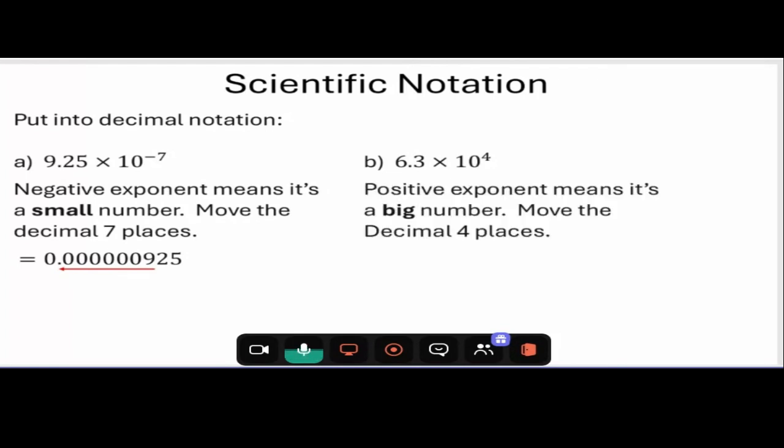Why don't you try, I think, this one? Nope, I just gave you the answer. Okay, well, let's just do it then. 6.3 times 10 to the 4. So this is a positive exponent, which means it's a big number. Power of 4 means we're going to move it 4 places. So it was after the 6. I moved it 1, 2, 3, 4 places to the right. Again, adding zeros as necessary to fill those spots. So 6.3 times 10 to the 4th is 63,000.